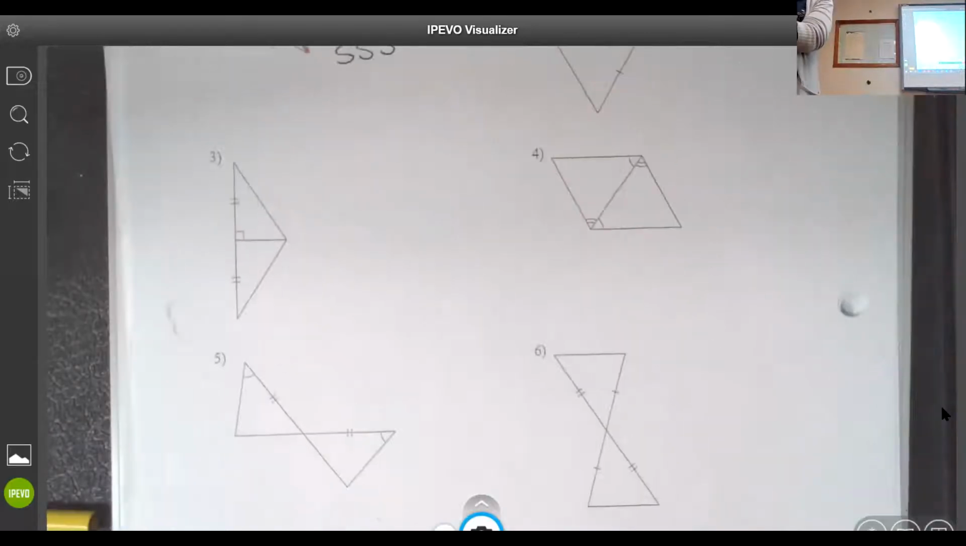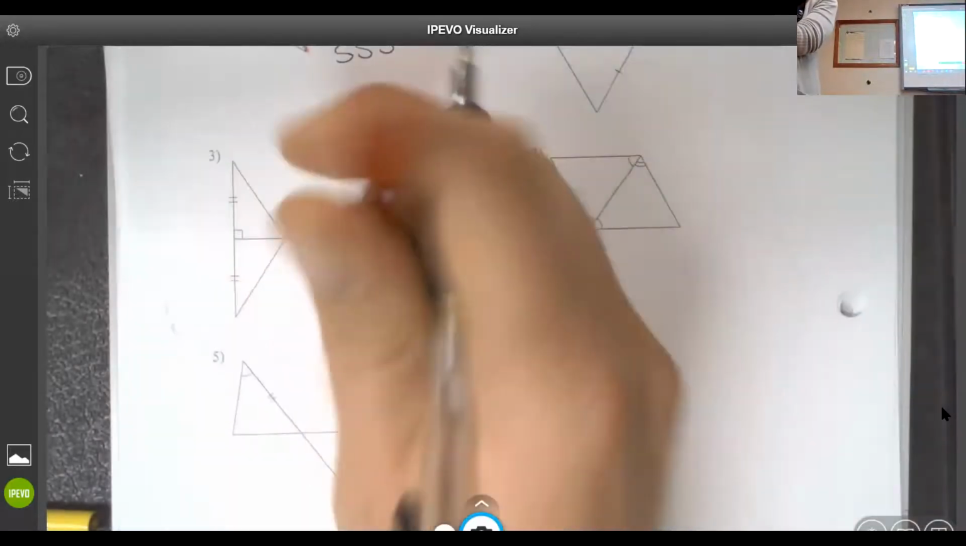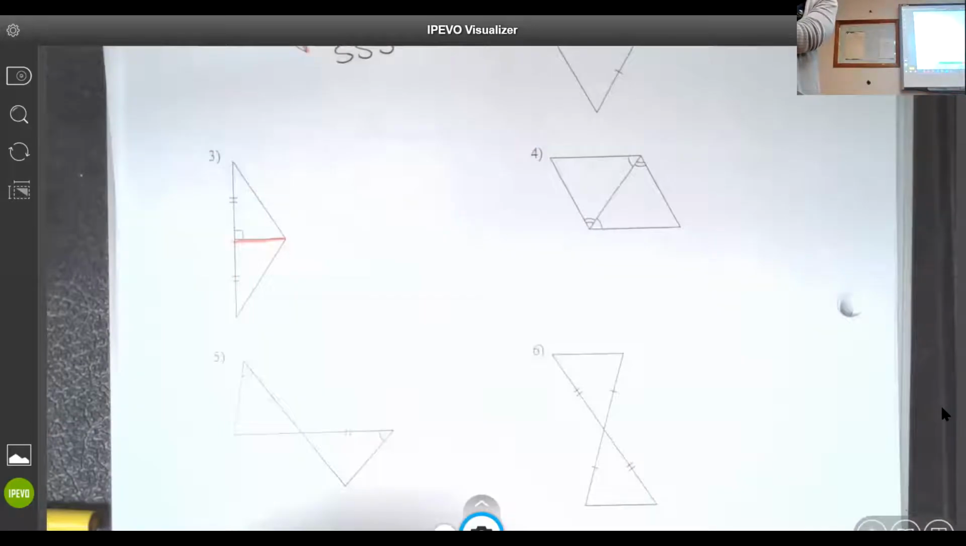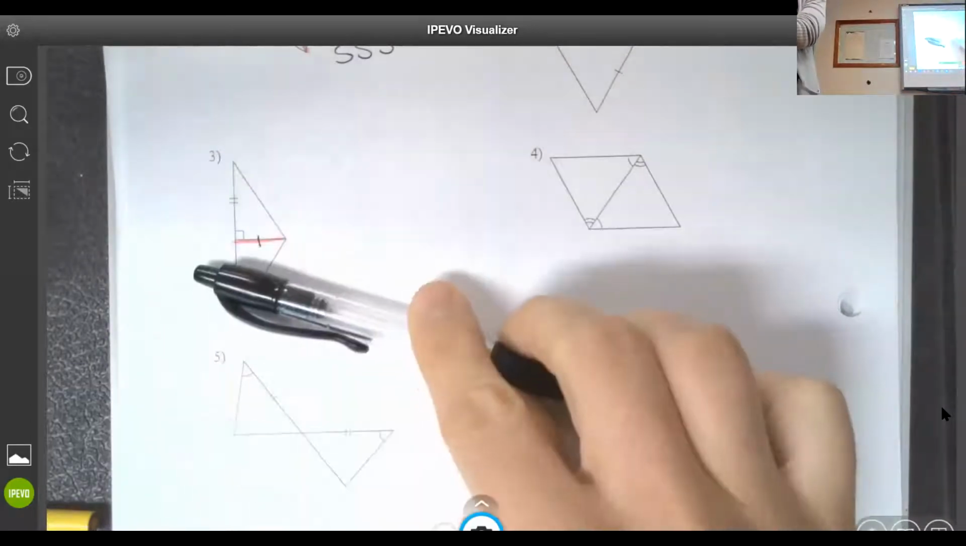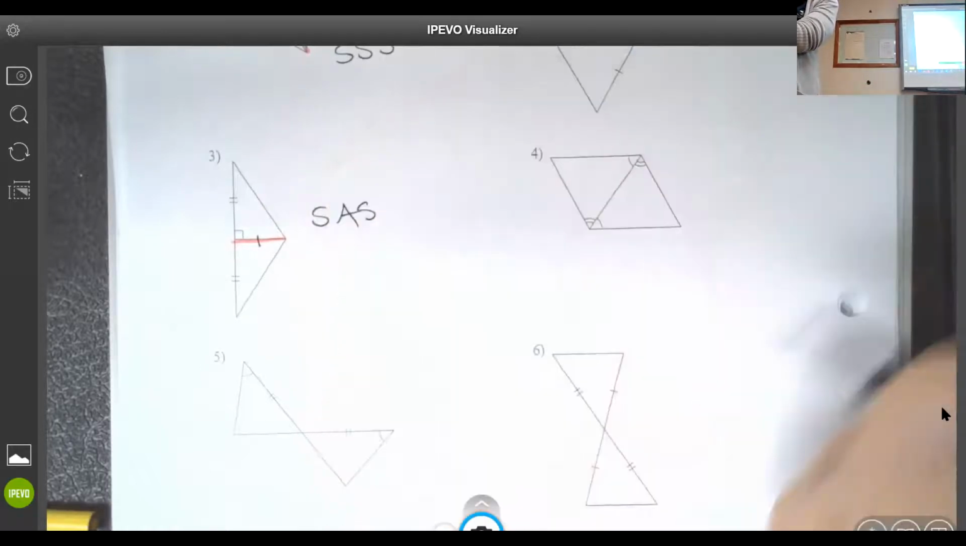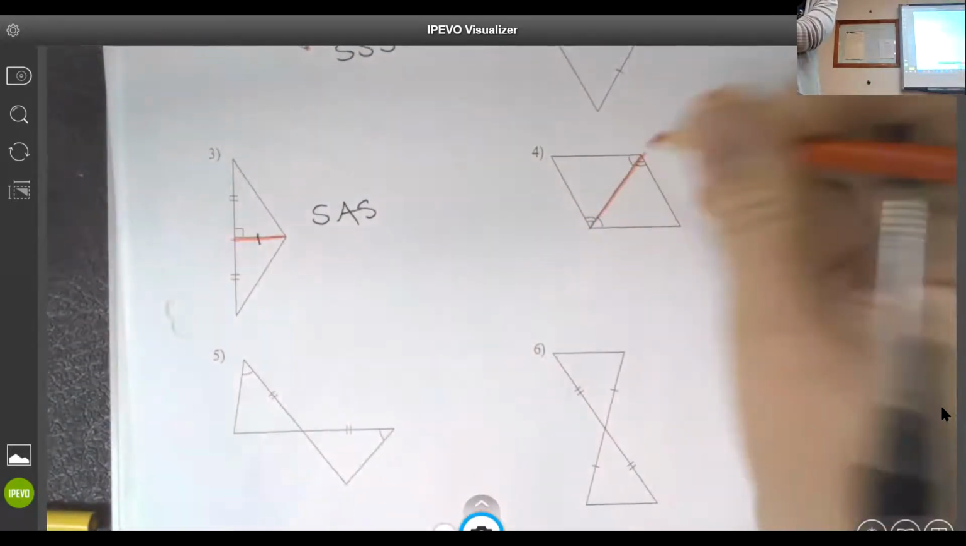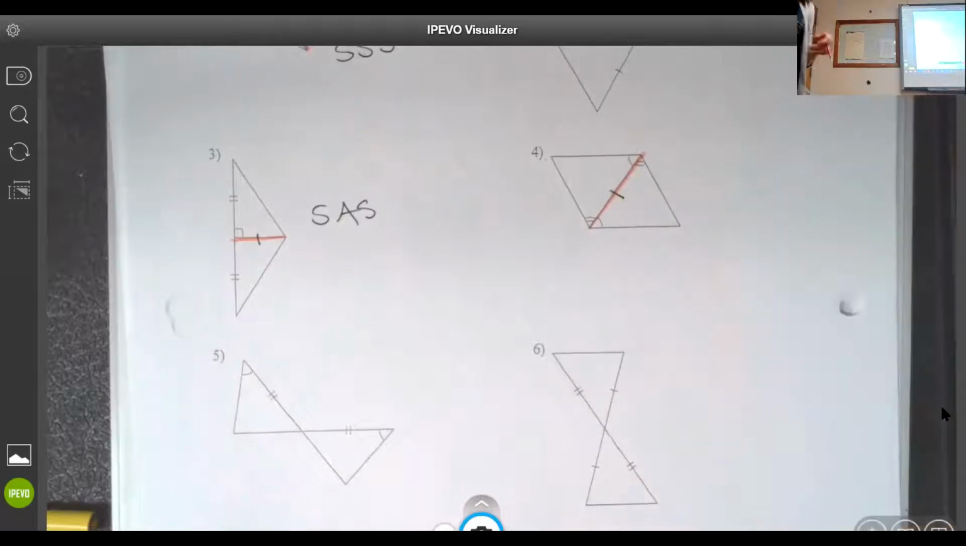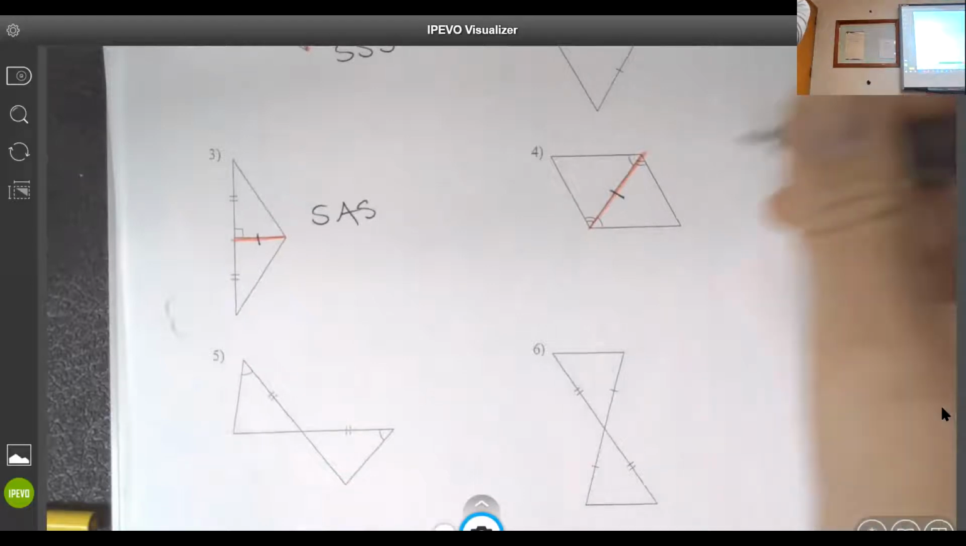On 3, again, there's reflexive again. Can I use this one? What order does it go in? Side, angle, side. And here, reflexive, and can I use it? What order does it go in? Angle, side, angle.